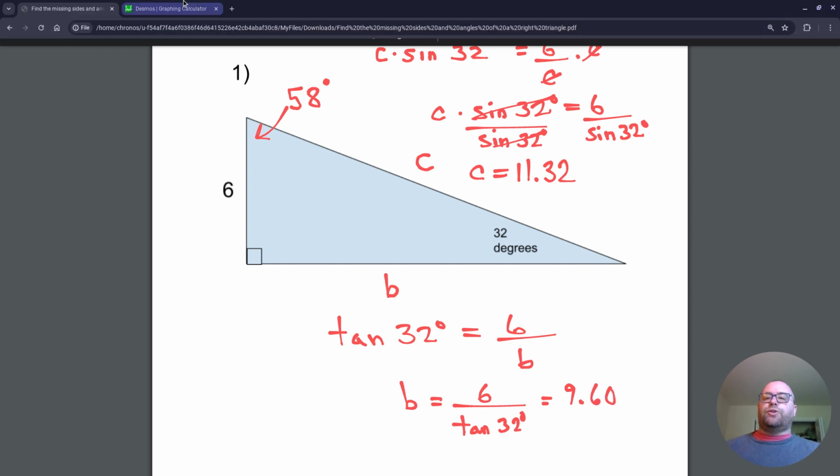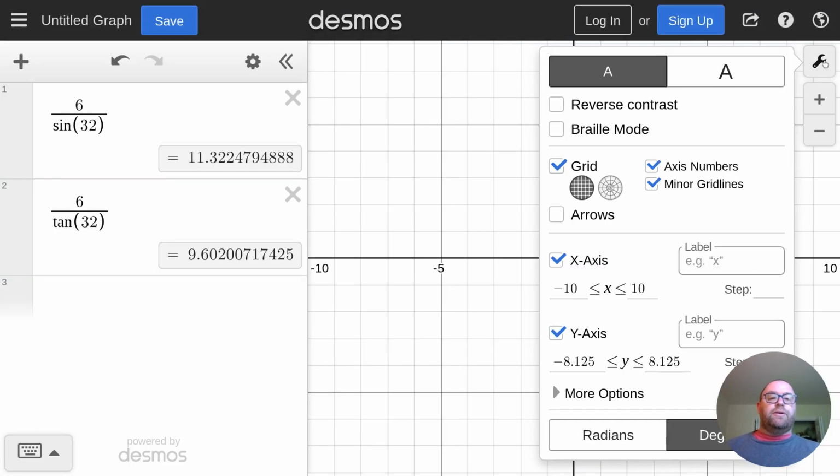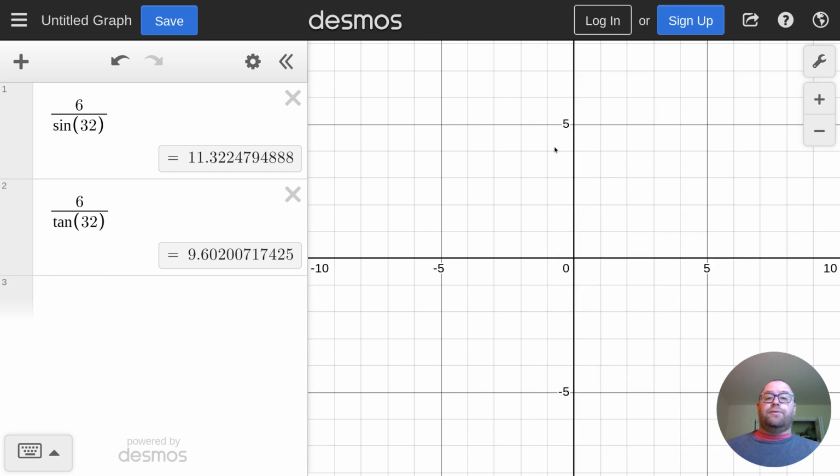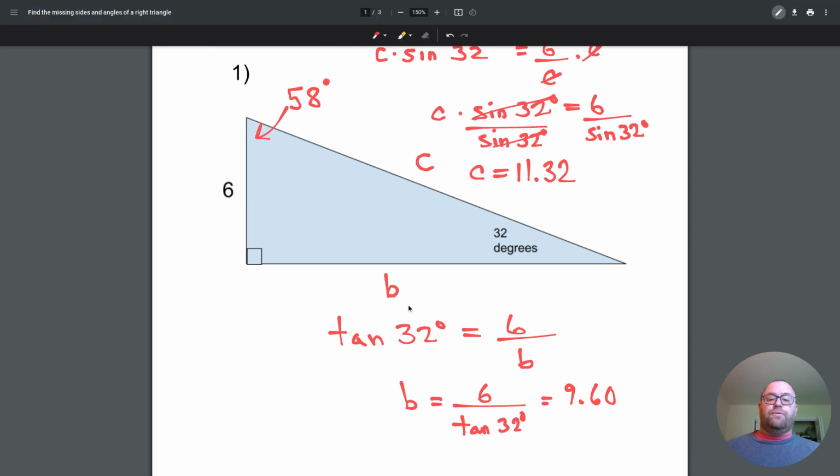Okay, and we're checking as we do this that yes, degrees is highlighted, not radians. So we're good. We found B, we found C, and we found the other missing angle. So we're good on this one.